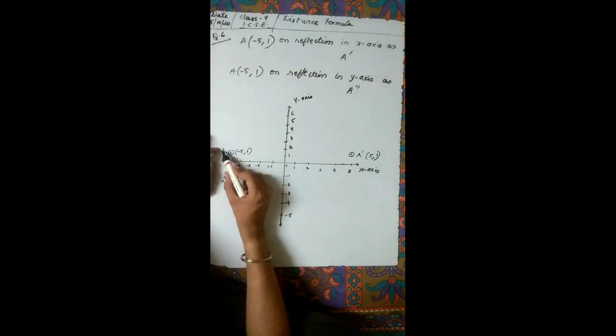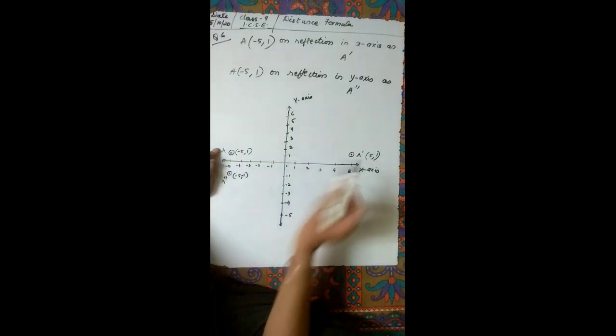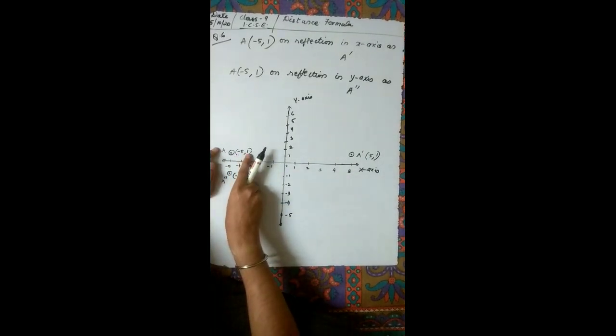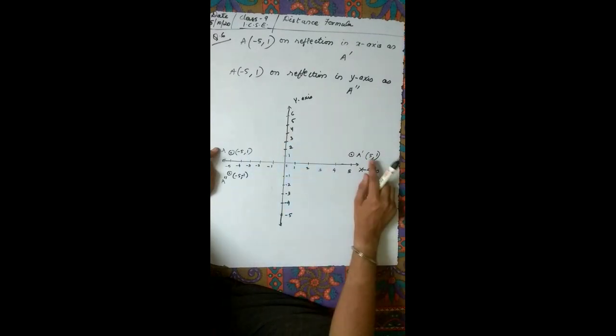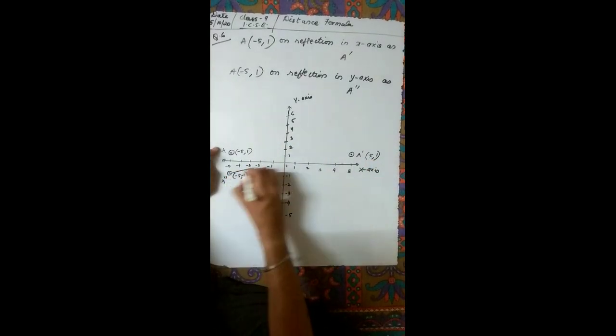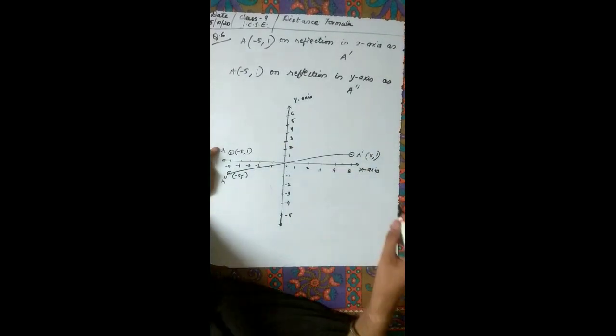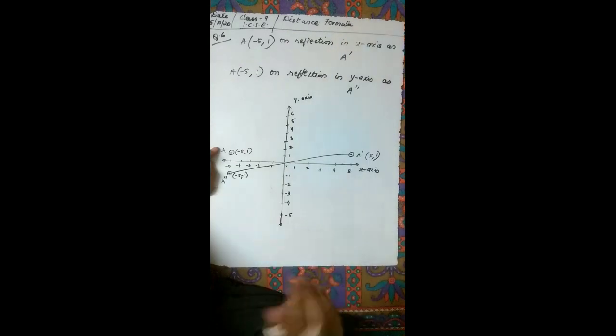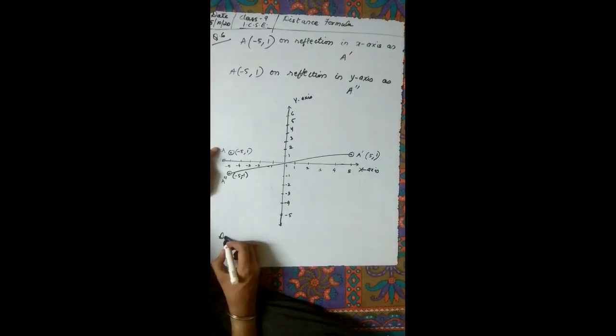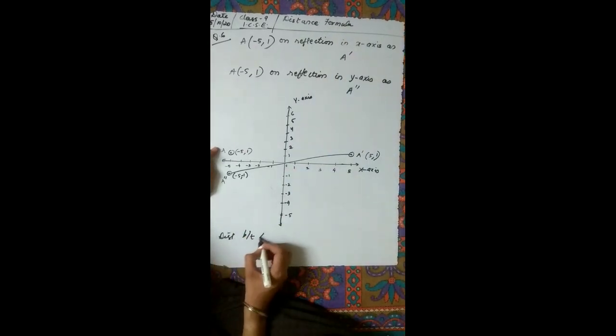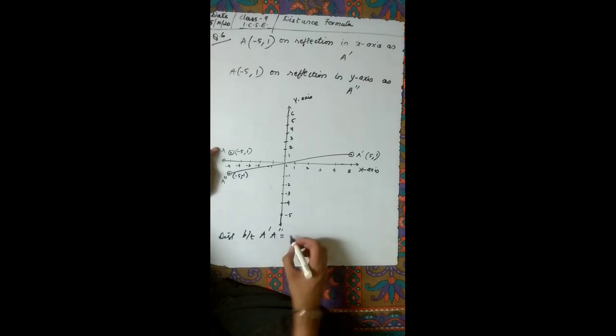Now if you want to reflect A (-5, 1) with respect to the y-axis, what will remain unchanged? The y value 1 will remain unchanged, and -5 will become +5, so A double dash is (5, 1). Now you need to find the distance between these points. There is no need to make this in a graph, because we need only the distance between A dash and A double dash.